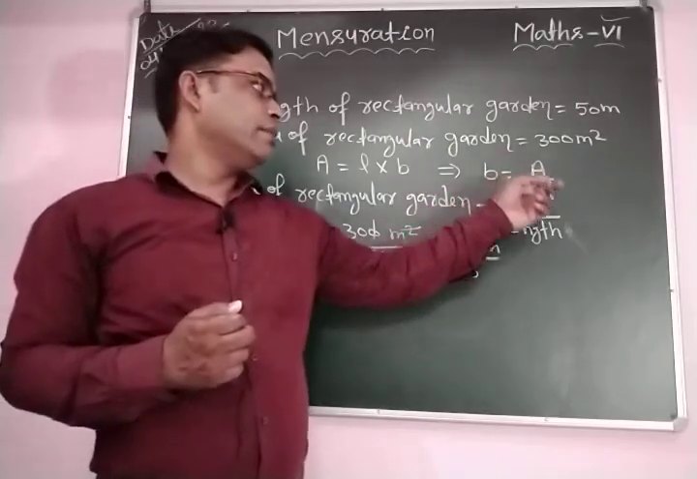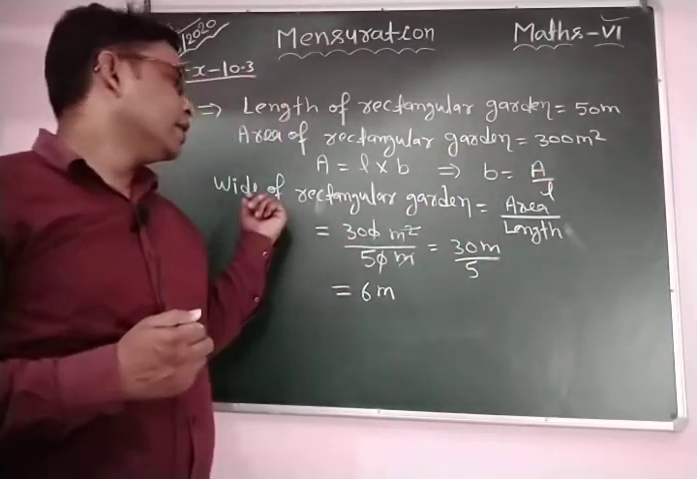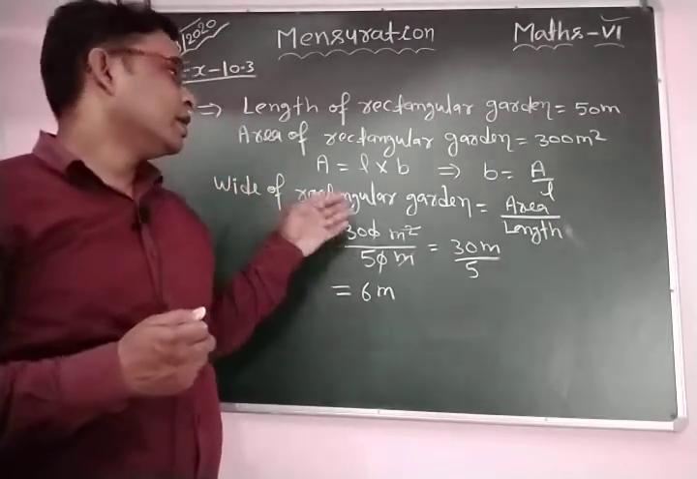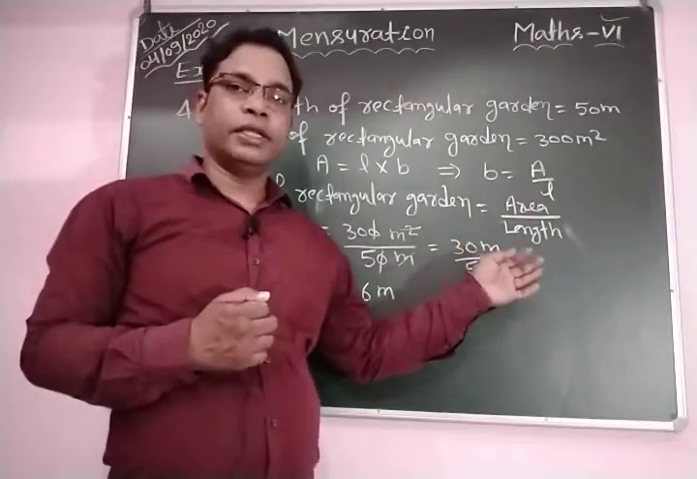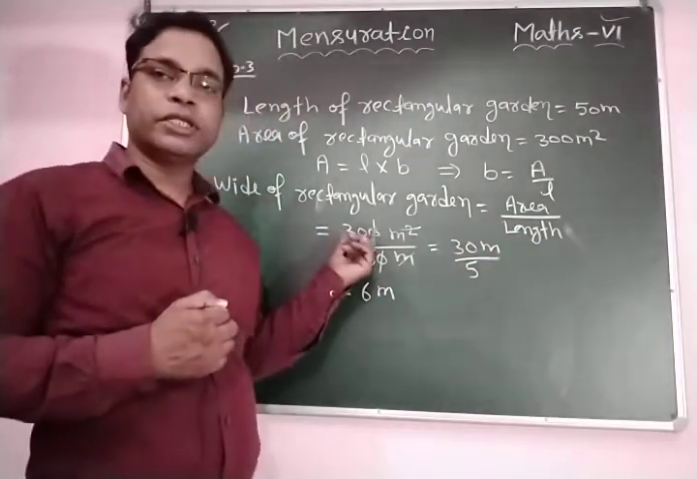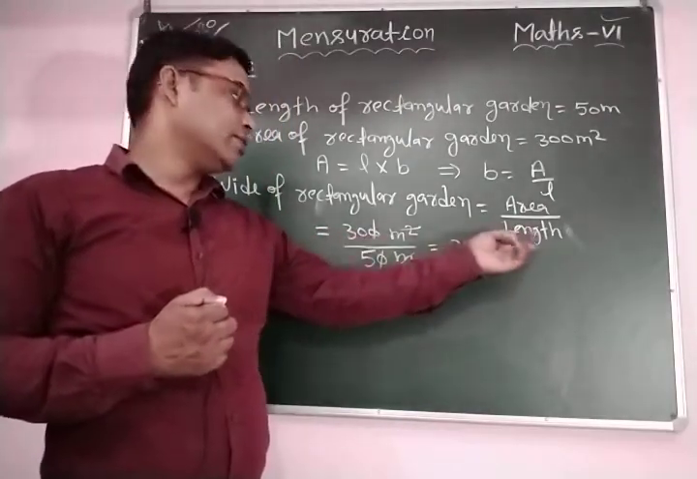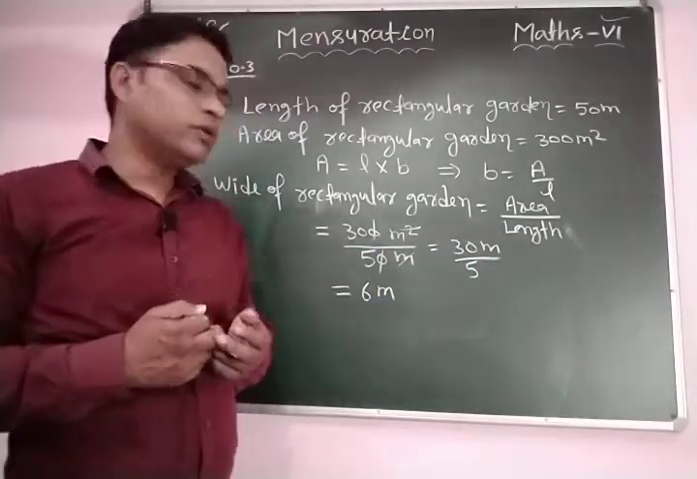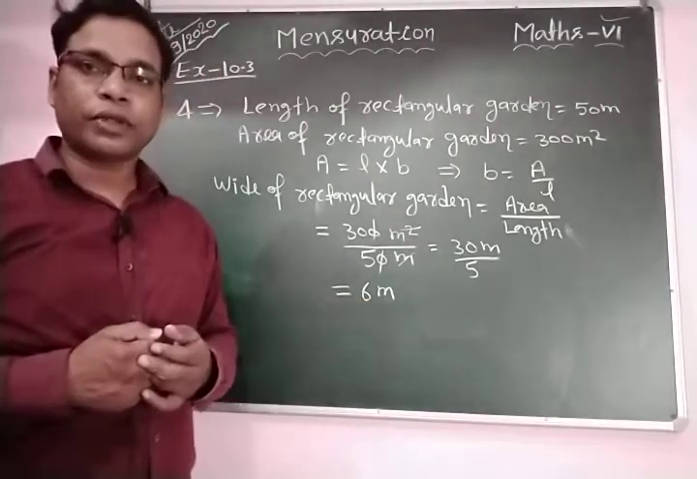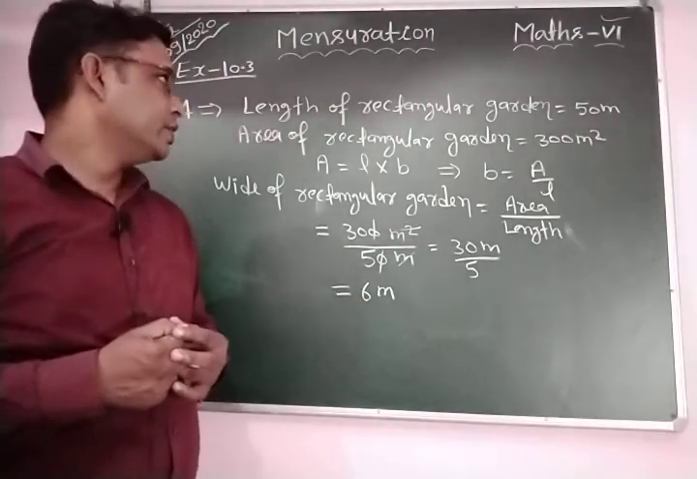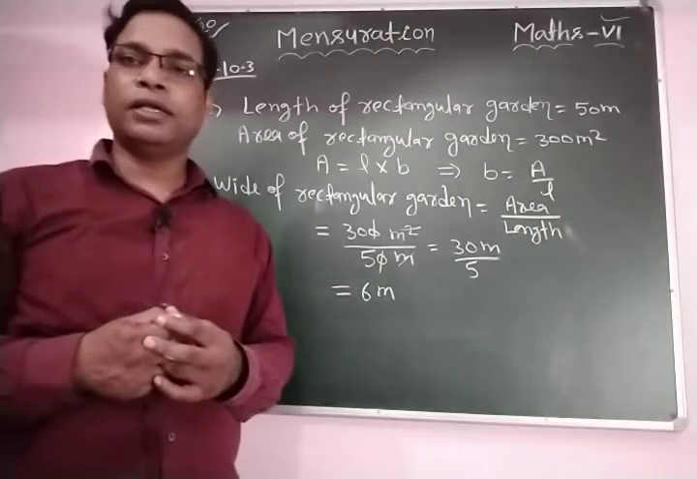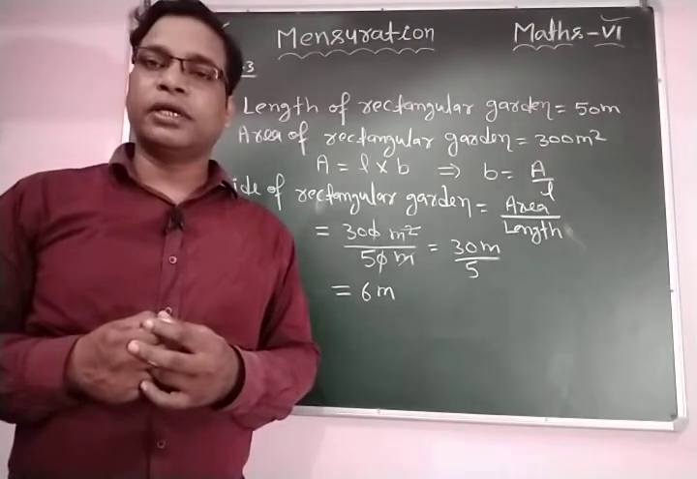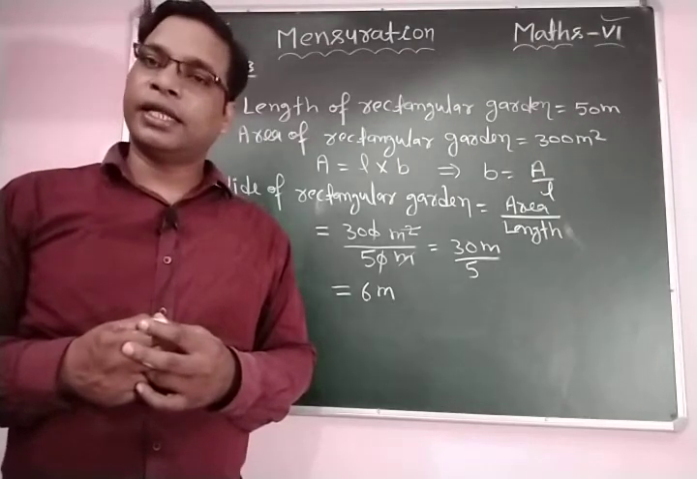So B is equal to A by L, or you can say in this question B represents the width of the rectangular garden. So the width of a rectangular garden is equal to area by length, and the area is given in this question as 300 meters square, and the length is also given as 50 meters. Then you divide 300 by 50, and you obtain 6 meters. Students, I hope all of you understood question number 4, how to find the breadth of any rectangular garden when its area and length are given.